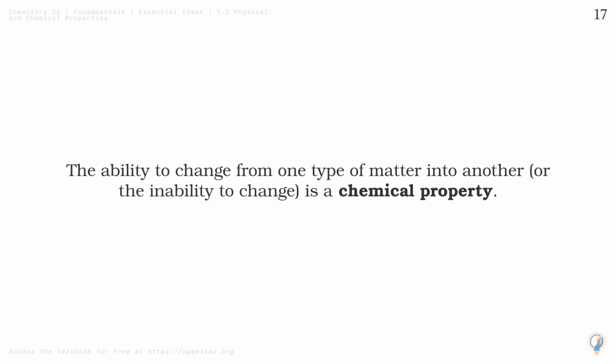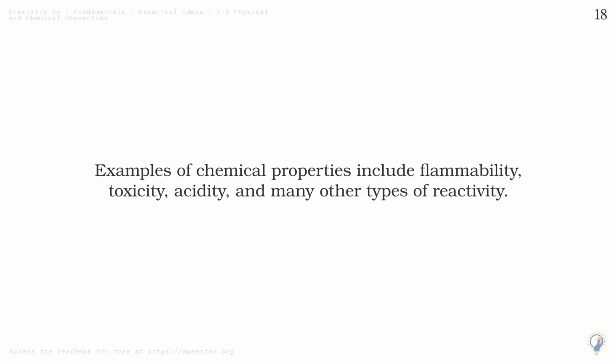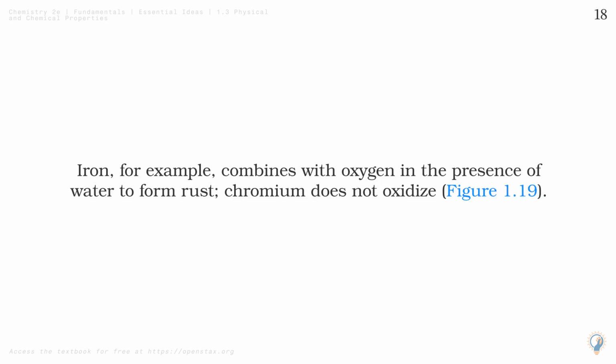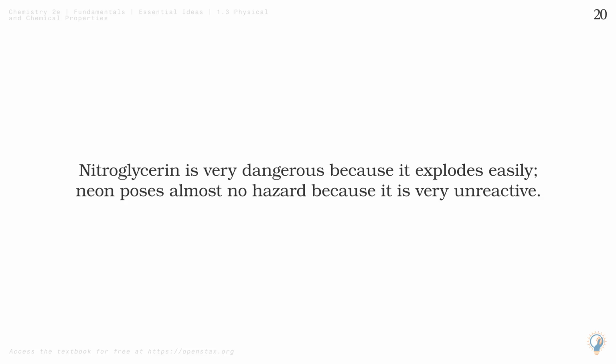The ability to change from one type of matter into another, or the inability to change, is a chemical property. Examples of chemical properties include flammability, toxicity, acidity, and many other types of reactivity. Iron, for example, combines with oxygen in the presence of water to form rust. Chromium does not oxidize, Figure 1.19. Nitroglycerin is very dangerous because it explodes easily. Neon poses almost no hazard because it is very unreactive.